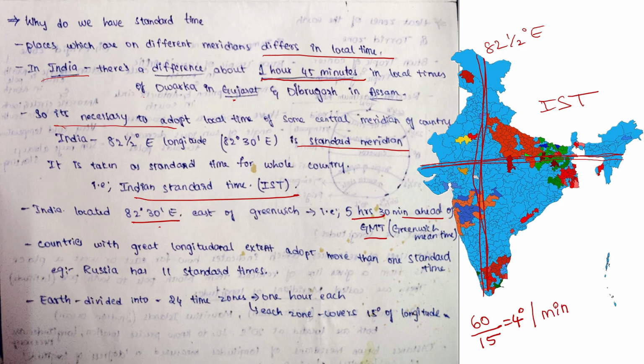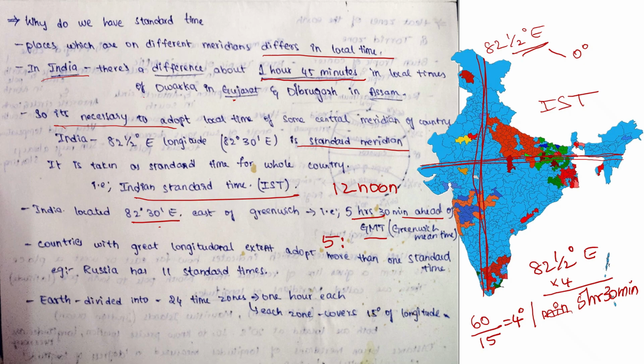We know the prime meridian lies at 0 degrees longitude and India lies at 82.5 degrees eastern longitude. The places east of the Greenwich Mean Time or prime meridian gain time. So for 82.5 degrees east, 82.5 into 4 comes to exactly 5 hours and 30 minutes. So we gain 5 hours 30 minutes from the prime meridian. It means if the time is 12 noon at the prime meridian, India will be at 5:30 p.m. India is 5 hours 30 minutes ahead.